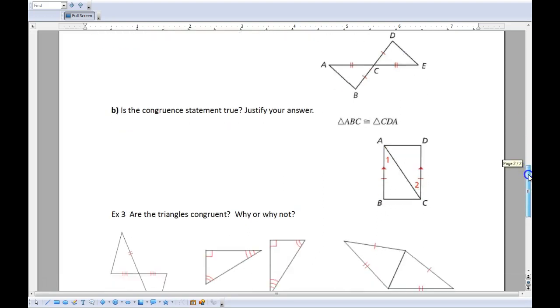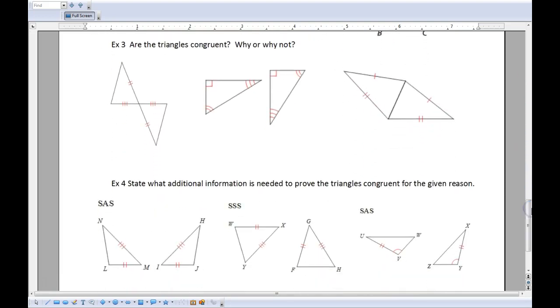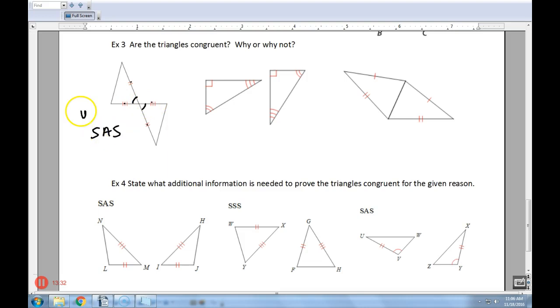Alright, moving right on down. Number 3. Are the triangles congruent? Why or why not? So let's look at these. I'm not going to write as much out on this one. But I see a set of sides. I see another set of sides. And I see a vertical angle. Since it is included, I have side angle side. So this is yes, side angle side.